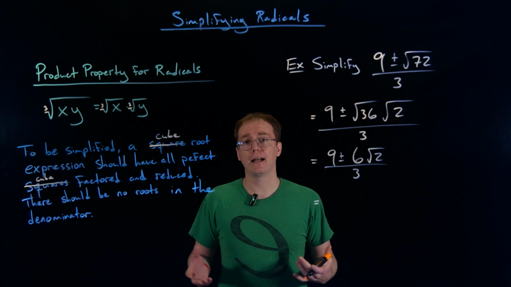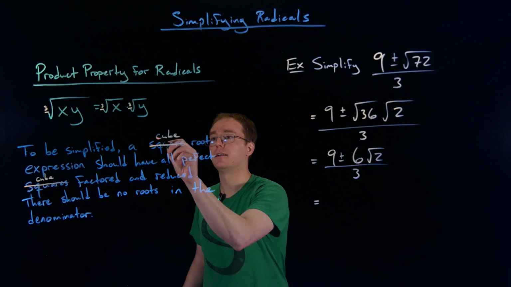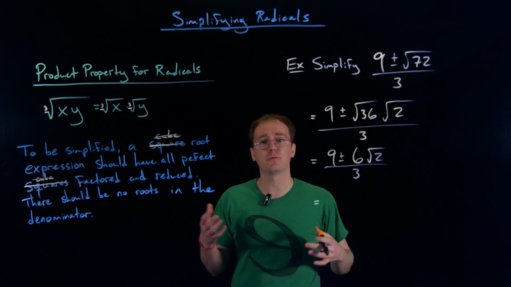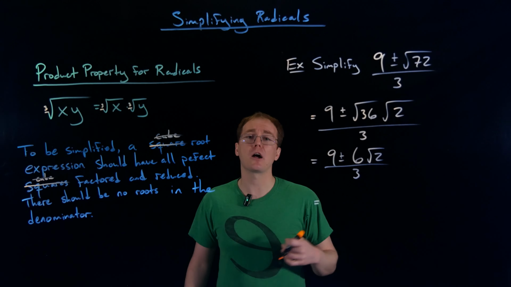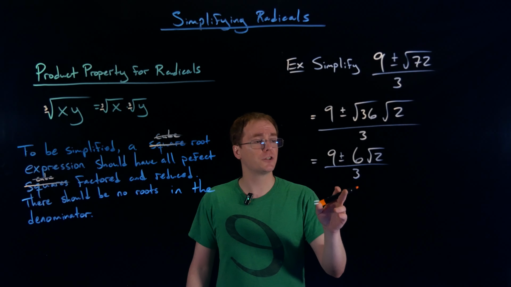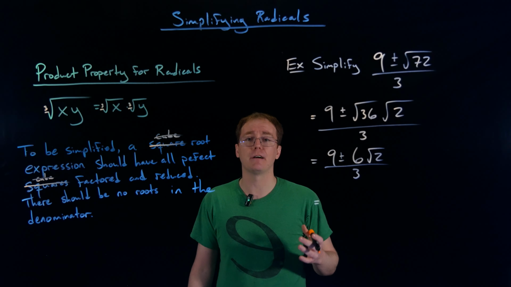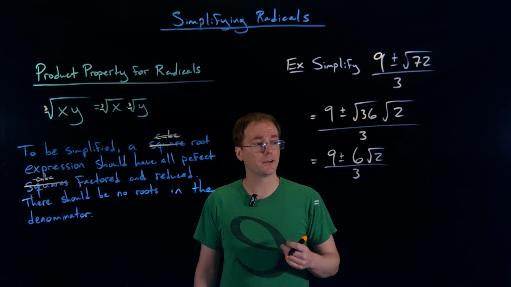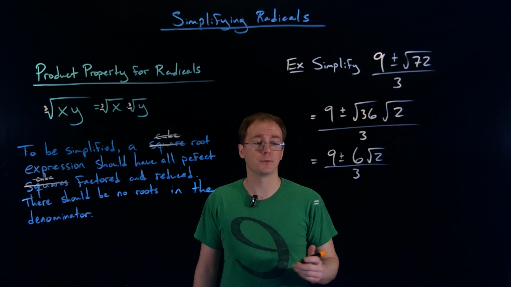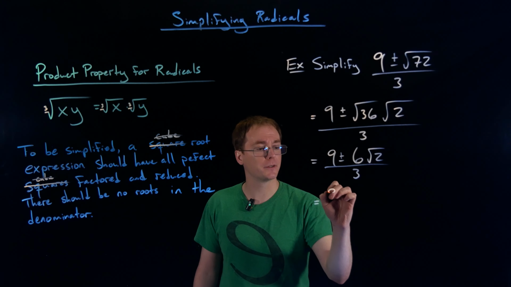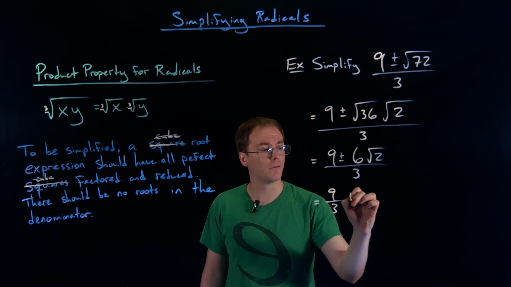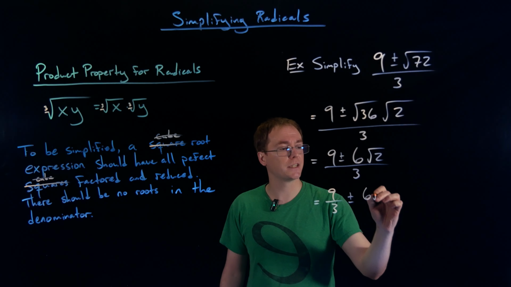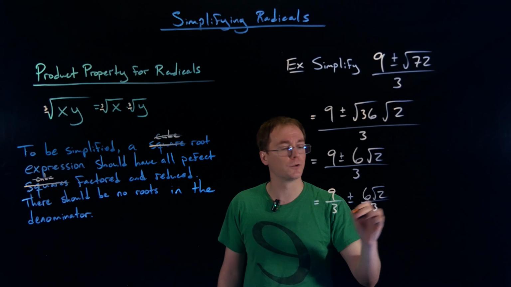Well, we have simplified the square root part of this expression, right? We've taken out all those perfect square factors, and we don't have any radicals in our denominator, but we're not quite done yet because we still have some common factors that we can divide and cancel out. What I mean by that is everything in the numerator has at least one factor of 3. So we can use some of those properties of fractions to also view this as 9 over 3 plus or minus 6 times the square root of 2 over 3.